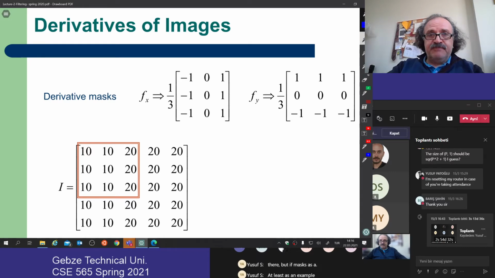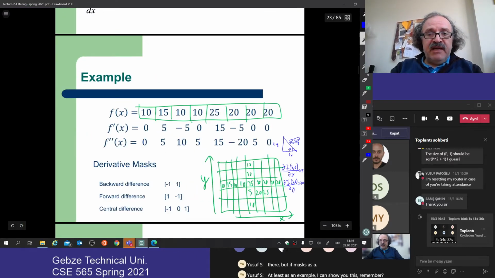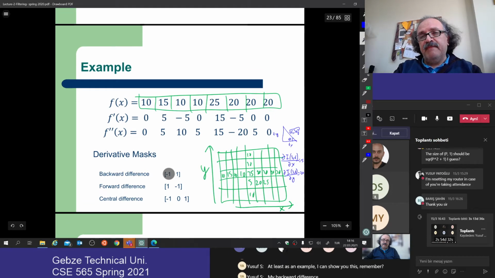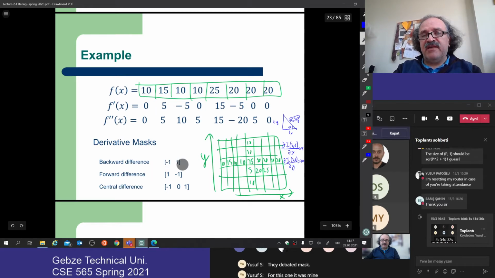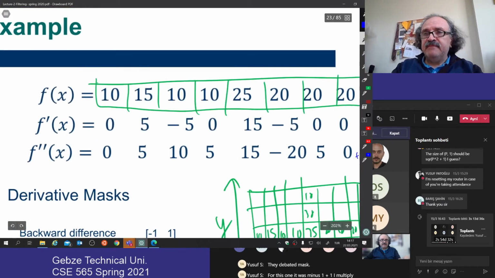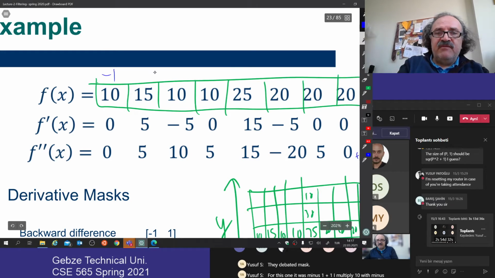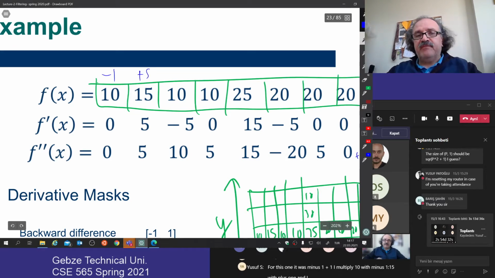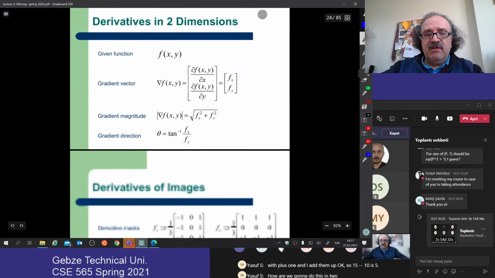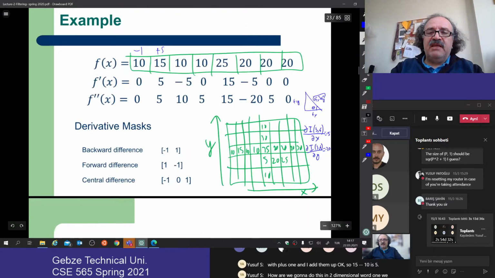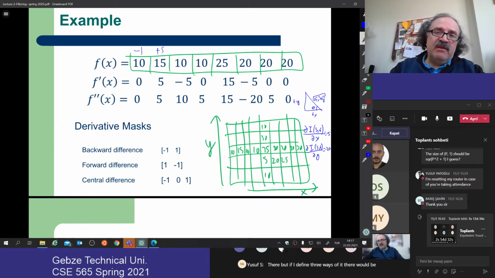I can show you this. Remember my backward difference derivative mask for this one? It was -1 +1. I multiply 10 with -1, 15 with +1, and I add them up. Okay, so 15 minus 10 is 5. How are we going to do this in the two-dimensional world? There is no single way of calculating this derivative. I defined 3 ways of it. There would be even more, but I am not going to do that.